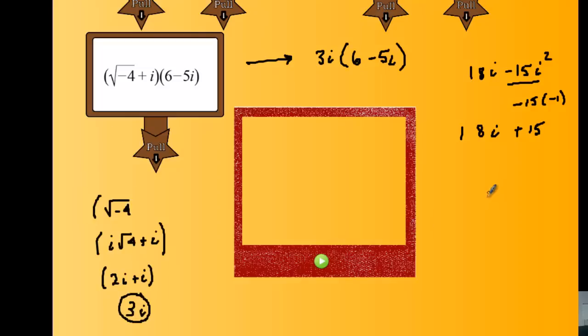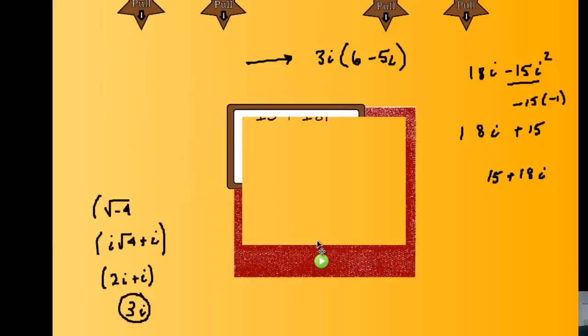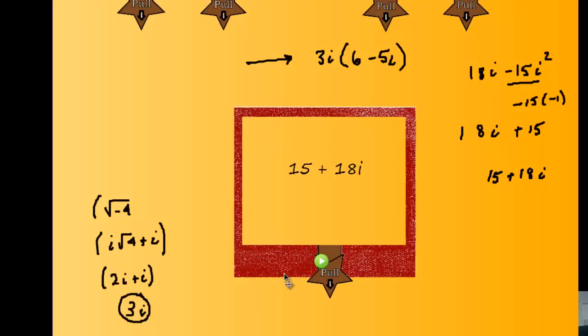Now, we always want to put our answers in standard form, so we should write this as 15 plus 18I. All your answers should, as a matter of convention, be in simplest form and in standard form, so you want to switch those around.